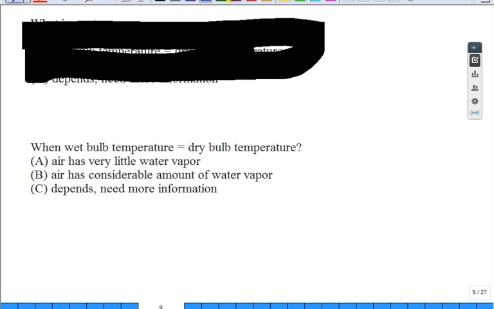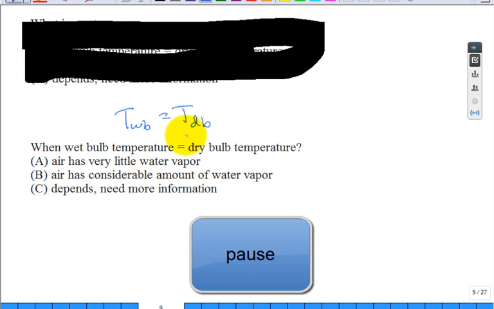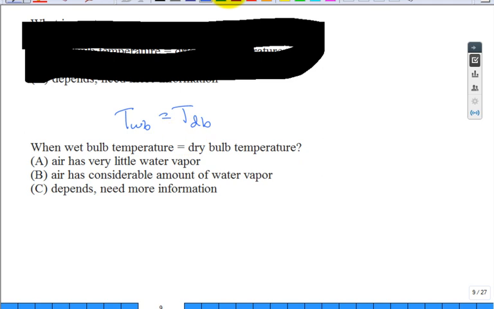Here's another one. When the wet bulb temperature equals the dry bulb temperature, when does that happen? If the air is saturated, if you have that sling psychrometer twirling around, and the air is saturated, that means you can't add any more moisture to the air. So there's no potential for evaporation to occur.